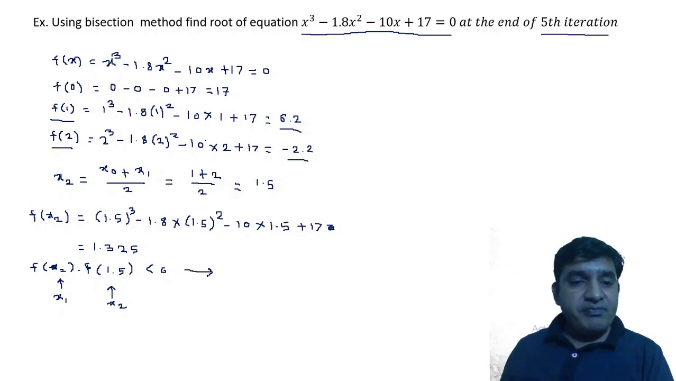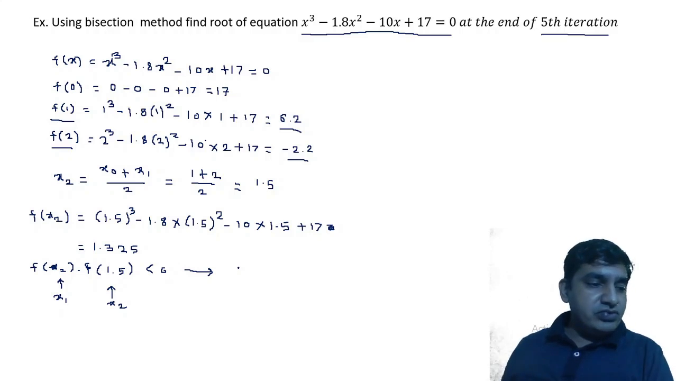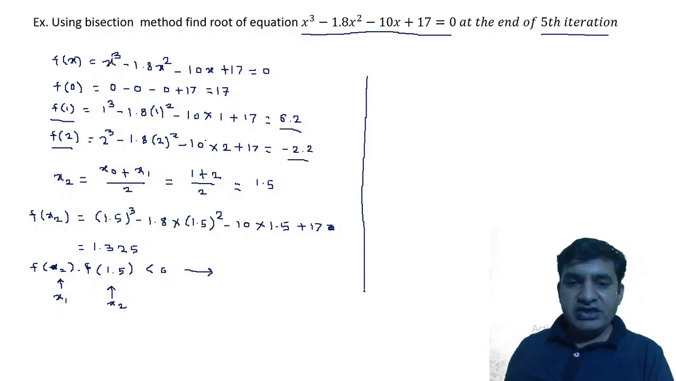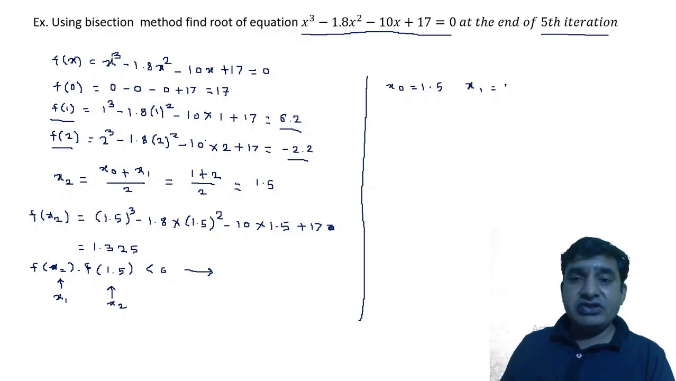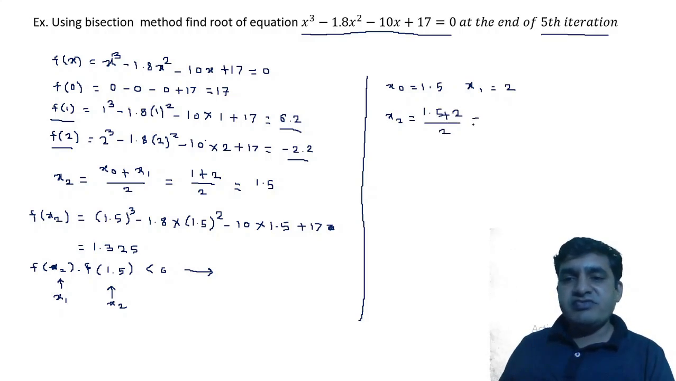Now replace x0 and x1 by 1.5 and 2, so that in our second iteration, x0 is considered as 1.5 and x1 is considered as 2, and therefore we get x2 equal to 1.5 plus 2 divided by 2, and this value is 1.75.